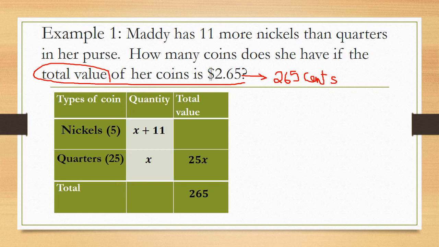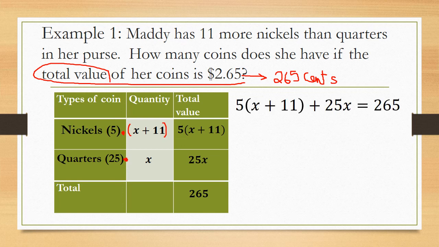The total value of the quarters is going to be 25 cents times X number of quarters, and the total value of the nickels is going to be 5 times the number of nickels, which is X plus 11. So all I did here is I multiplied 5 by X plus 11, and I multiplied 25 by X. This will give me the total value of the nickels and the total value of the quarters. And when we add these total values, we'll end up with 265 cents.